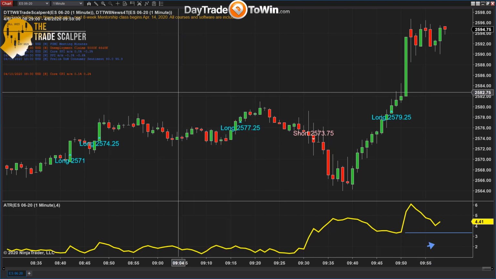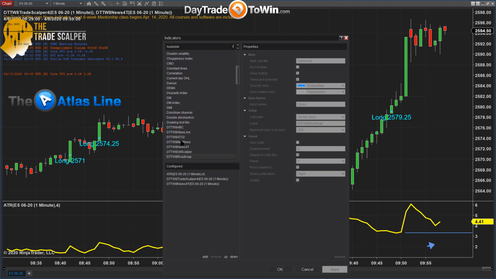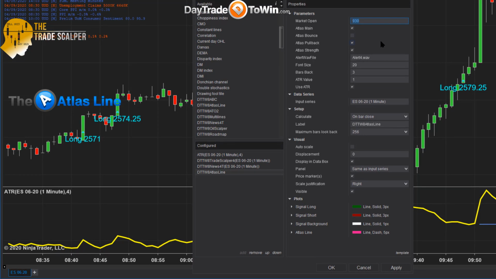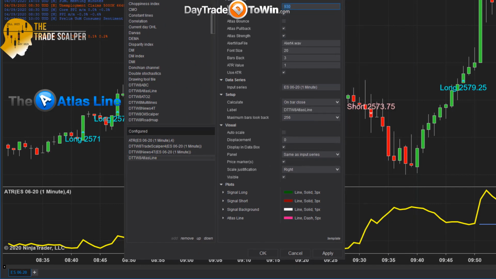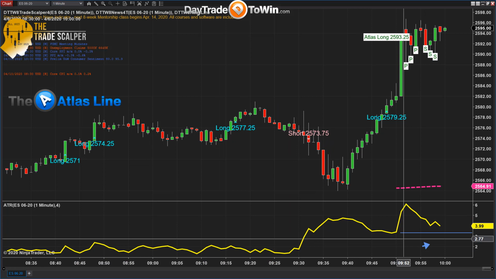All right, let me add the Atlas line as well. Here again, if I add the Atlas line, the only thing I have to update is for my time zone where I live. So I live in the New York Eastern Standard, Eastern Daylight Savings, EST, EDT time zone, so 9:30 for me. And the colors can be adjusted and everything else can be adjusted. So I'm going to click OK over here.